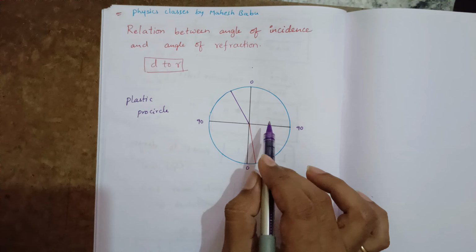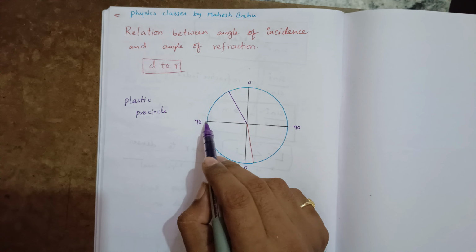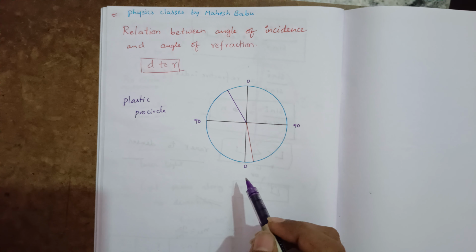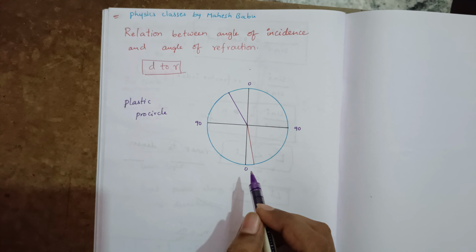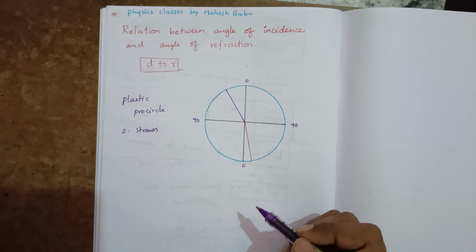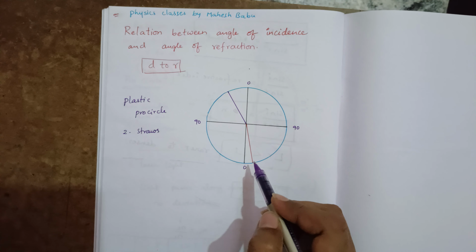Now we should take the plastic protractor circle, with 0 to 90 on this side and 0 to 90 on that side. Now we should take two straws. One should be placed from this horizontal line upward, and another one will be placed downward.